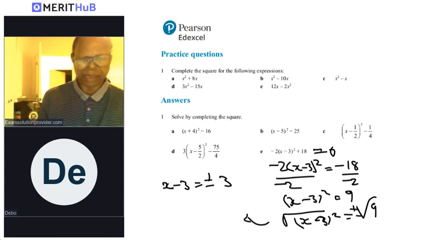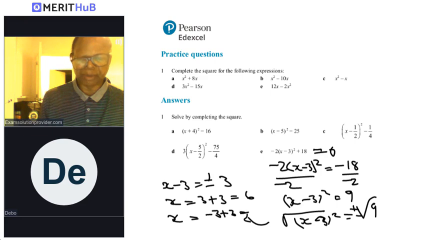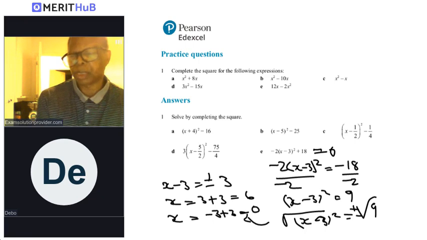So the first is x equals 3 plus 3, and the next one is x equals -3 plus 3. That gives you 6, and this gives you 0. Do you follow? Do you have any questions at all? I'm just trying to look at what I did.